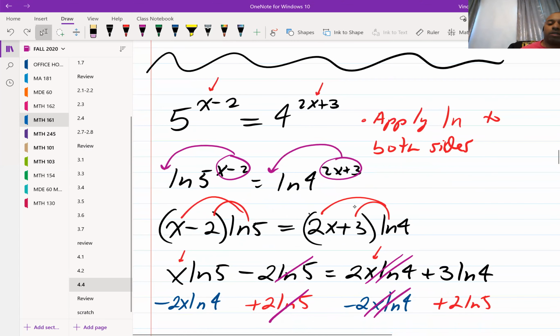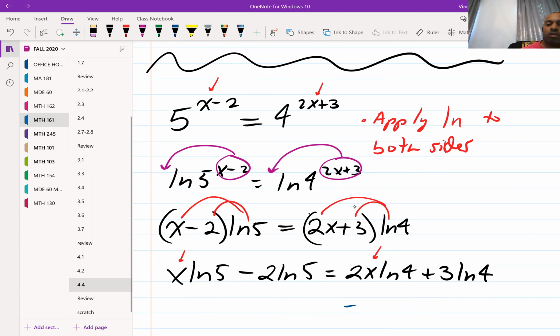Let me erase this stuff first. All right, so this is what we have. We have x times natural log of 5 minus 2 times natural log of 5 equal to 2x natural log of 4 plus 3 natural log of 4. Questions on what we did there?